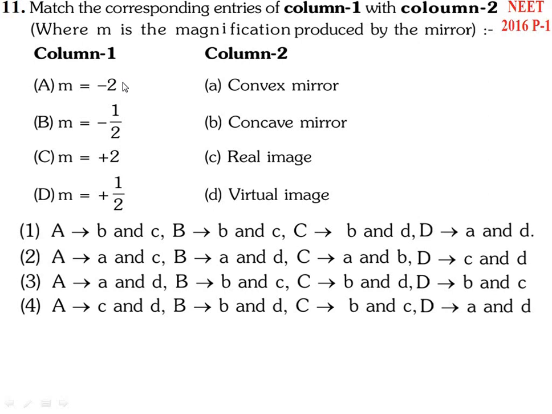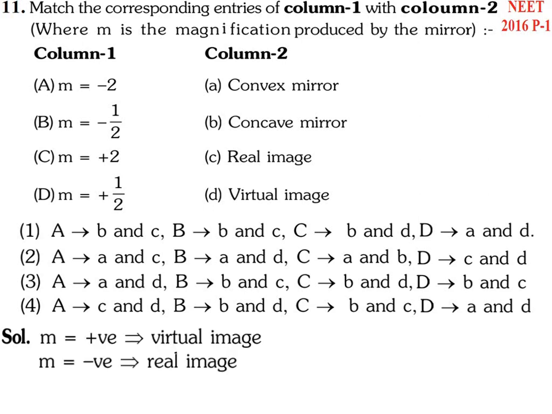So we know that the magnification has two kinds of values, positive and negative. For a virtual image magnification is positive and for a real image magnification is negative. That means here magnification is negative means it is a real image, and we know that a real image is always formed by a concave mirror. Therefore, m is equal to -2 is applicable for a concave mirror and a real image.